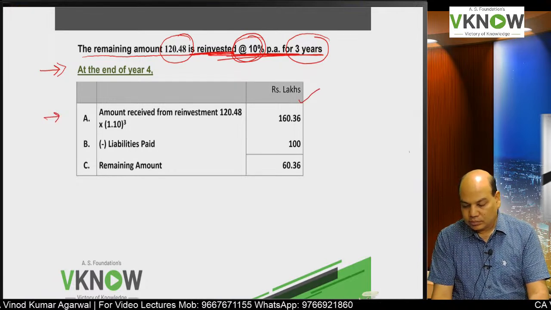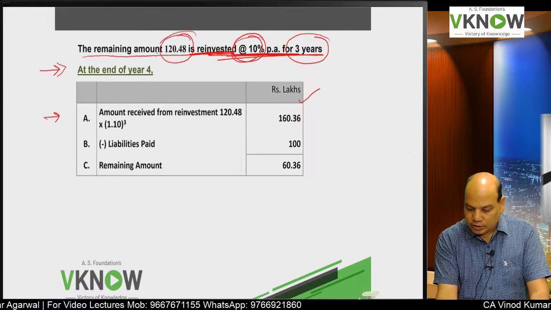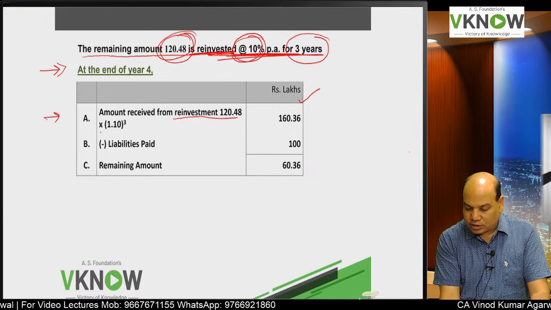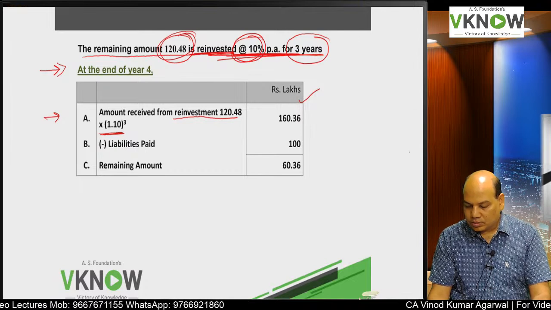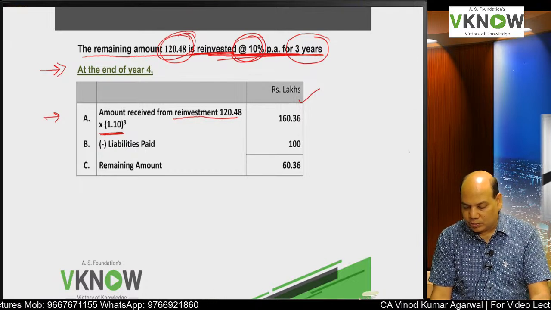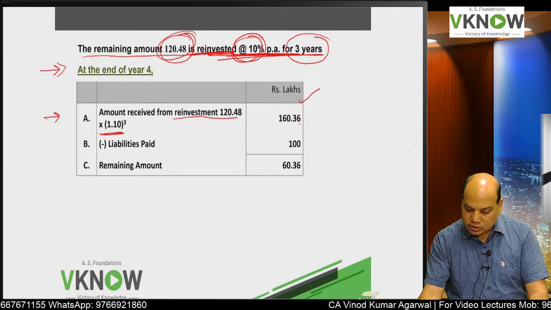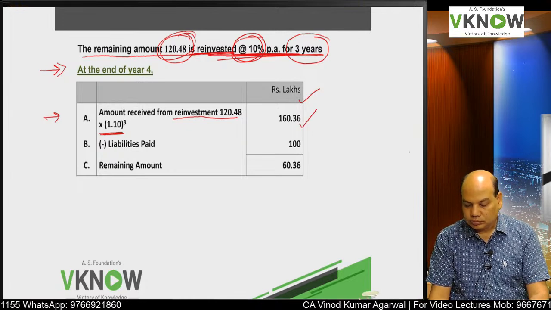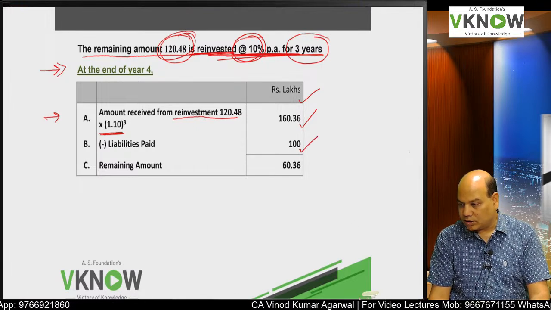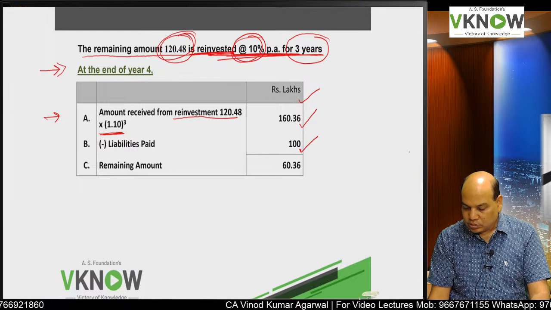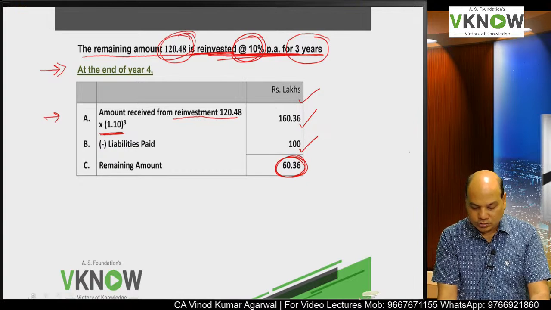First point A, amount received from investment. This 120 invested for 3 years at 10% will give you how much? Just try on your calculator. 120.48 into 1.10 to the power 3 will give you 160.36, minus liabilities paid 100. The 4th year liability is 100. So you are left with remaining amount 60.36.